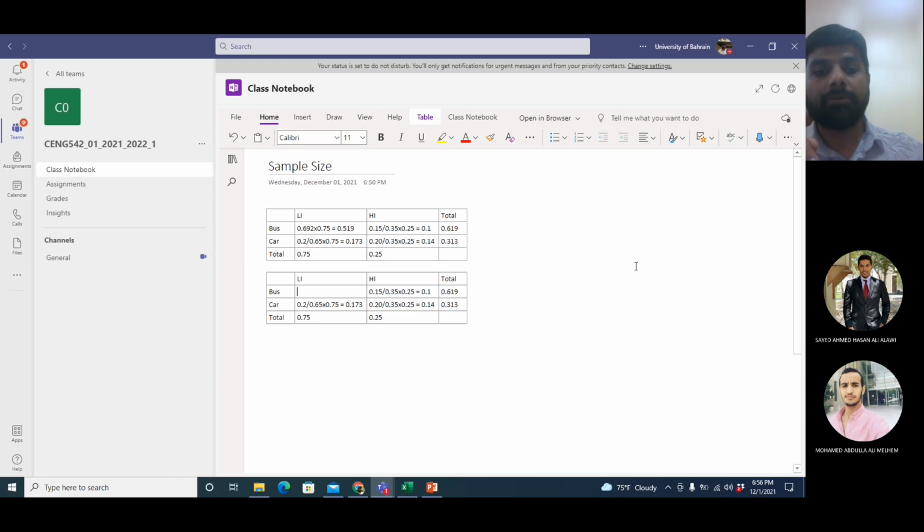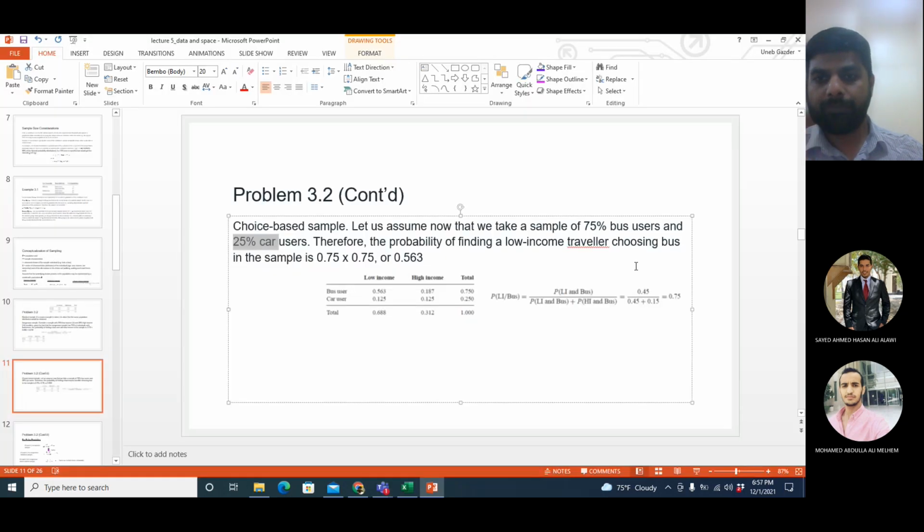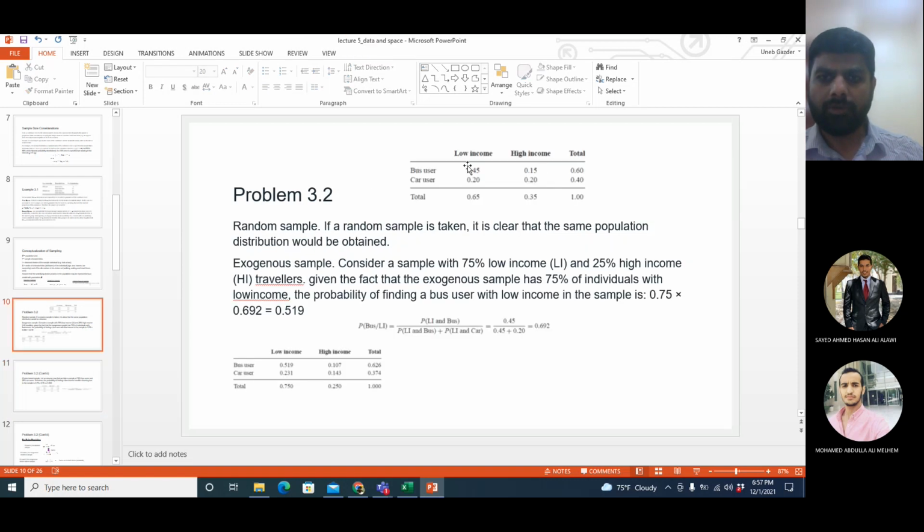The conditional probability will be for people who belong to the low income group, provided that they have chosen bus. Okay, so people who belong to low income group, provided that they have chosen bus. So it will not affect this term. Okay, so this term will remain the same. The intersection will remain the same, but the denominator will change.